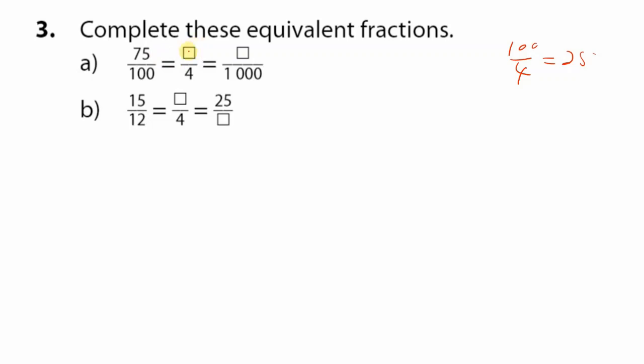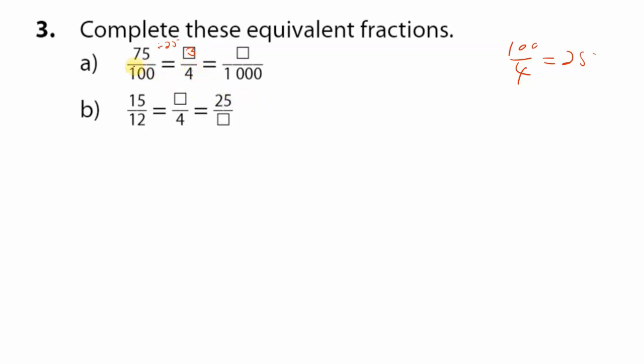So something times 25 gives 75. Or perhaps it's easier to go the other way around. Instead of multiplying, we have to divide. So 100 divided by 25 gives 4. So what is 75 divided by 25? Yes, it's 3. So 75 over 100 is the same as 3 over 4.